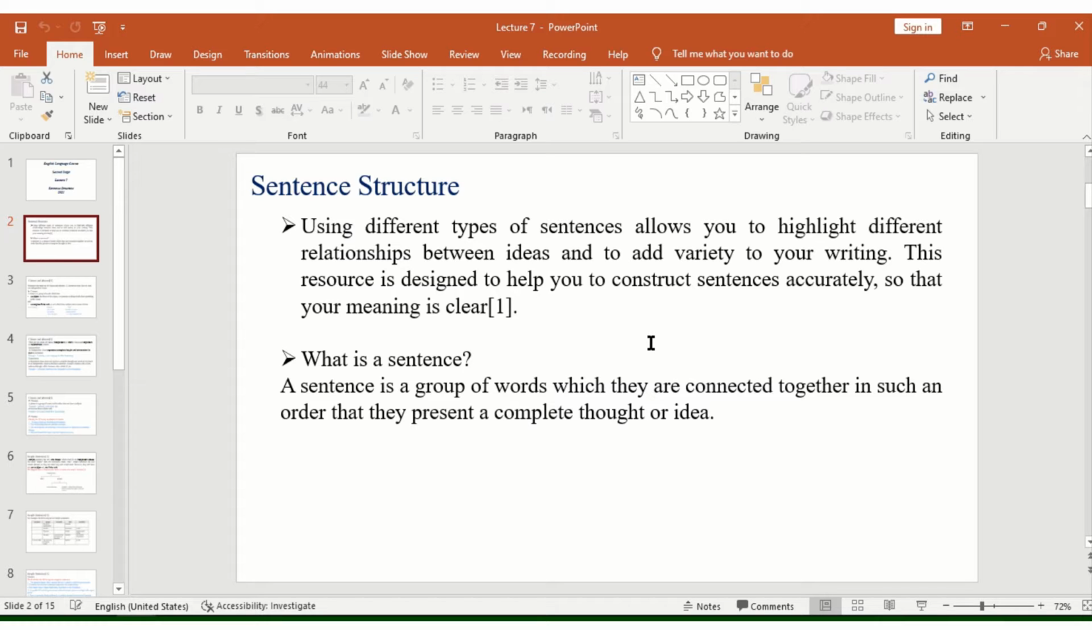Sentence structure using different types of sentences allows you to highlight different relationships between ideas and to add variety to your writing. This resource is designed to help you to construct sentences accurately so that your meaning is clear. So what is a sentence? A sentence is a group of words which are connected together in such an order that they present a complete thought or idea.